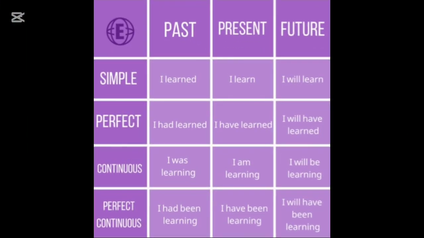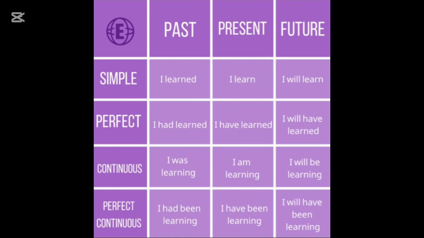Simple past: I learned. Simple present: I learn. Simple future: I will learn. Past perfect: I had learned. Present perfect: I have learned. Future perfect: I will have learned. Past continuous: I was learning. Present continuous: I am learning.